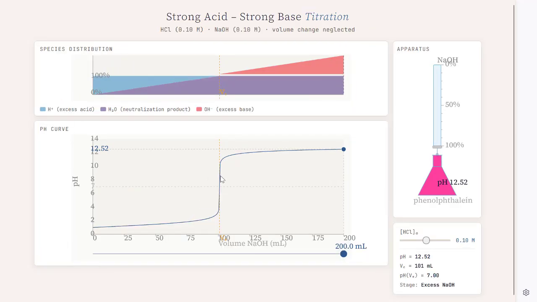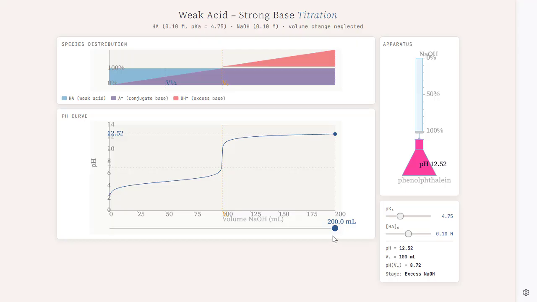And I would point out that the second part of the curve looks the same, and that's because this is dominated by the OH minus. The first part doesn't have the buffer because with a strong acid, strong base, you just turn H plus into water. So this is all strong acid region here, and this is all strong base region. Okay, let's go back.